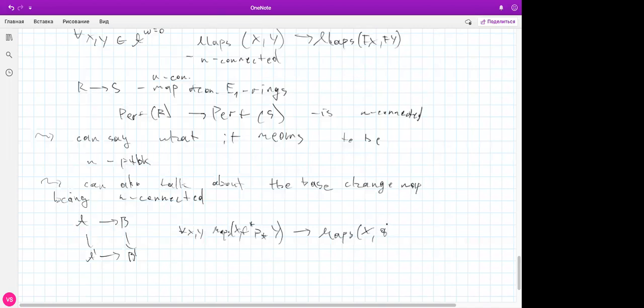What was there? Q star, G star. To be unconnected.